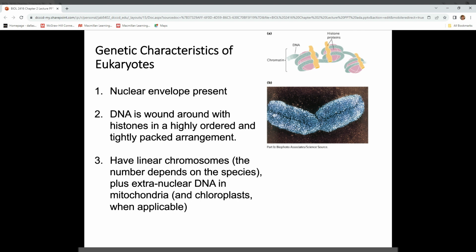The eukaryotes have linear chromosomes, but the number of chromosomes in the nucleus varies widely between different species. So we're talking about fungi, protists, plants and animals, and all of the species in those groups. The number of chromosomes is different for most species. And then you also have extranuclear DNA. That just means other DNA in the mitochondrion, and for plants also in the chloroplasts. And that DNA is circular, very much like prokaryotic DNA.